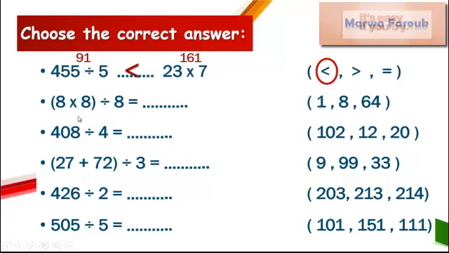Next exercise, we have 8 times 8 between brackets divided by 8. We have to start from the brackets first. 8 times 8 equals 64. So now we have 64 divided by 8. 64 divided by 8 equals 8. So we are going to put a circle around the 8.